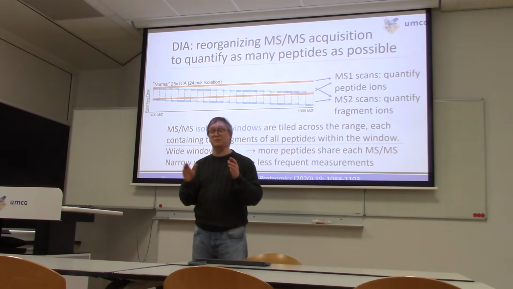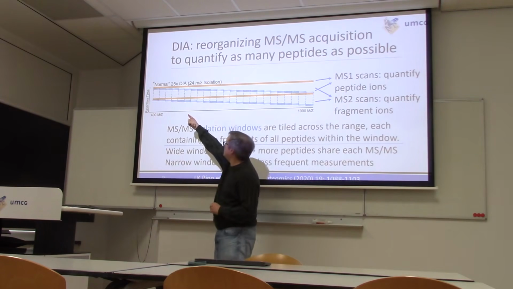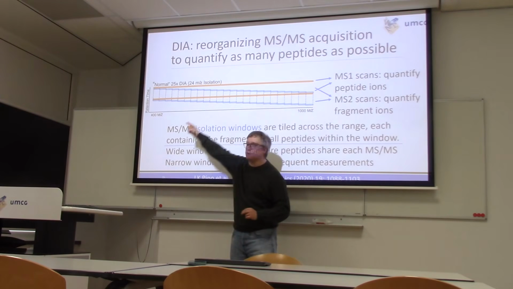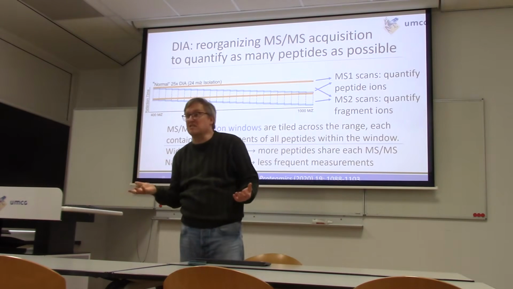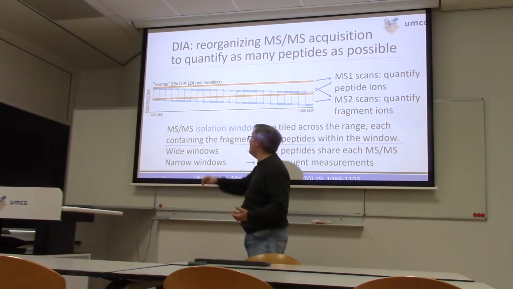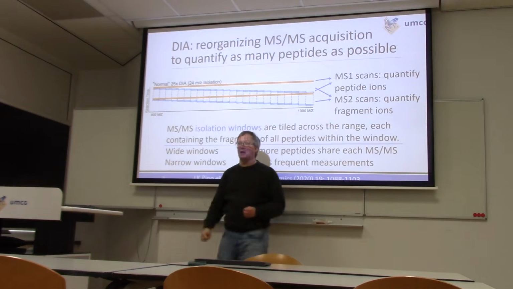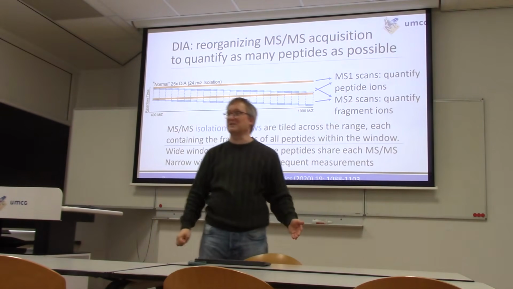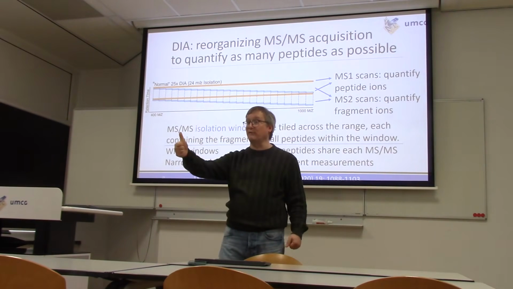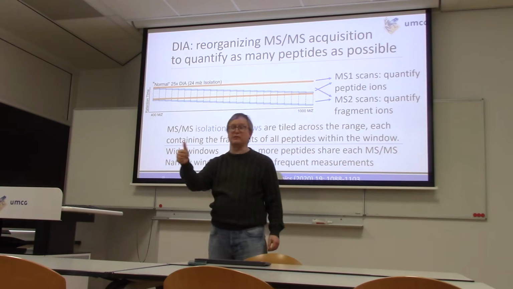But this is really valuable because we can make this pass through the entire mass range with 25 MSMS scans in about 3 seconds, say, which means that we can come back and measure it again 3 seconds later, and then another 3 seconds later, and then another 3 seconds later. Now remember our rule of thumb, a peptide is visible for about 30 seconds.